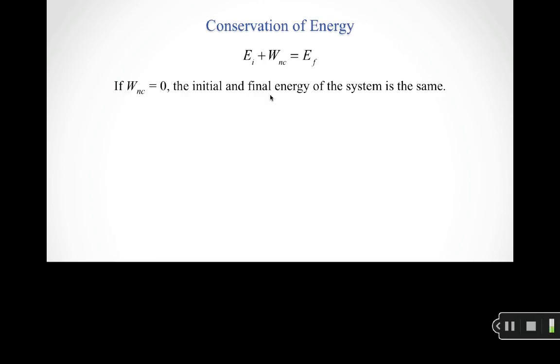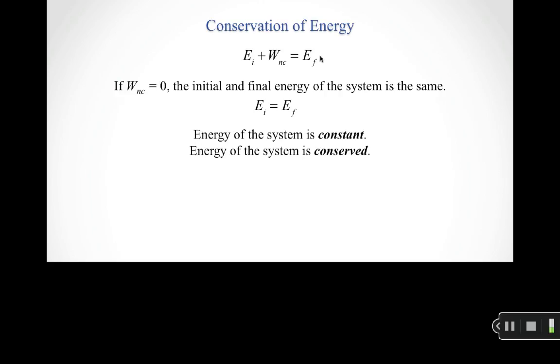So building off of this equation, one of the things we notice is if the work done by non-conservative forces is zero, then that means the initial energy and the final energy of our system are the same. Saying that the energy of the system is the same is another way of saying it's constant. And the fancier way to say this is that the energy of our system is conserved.